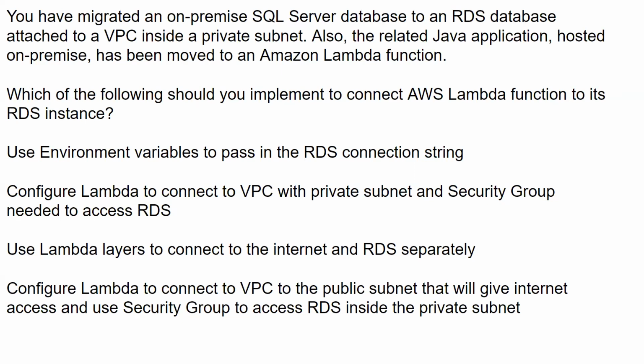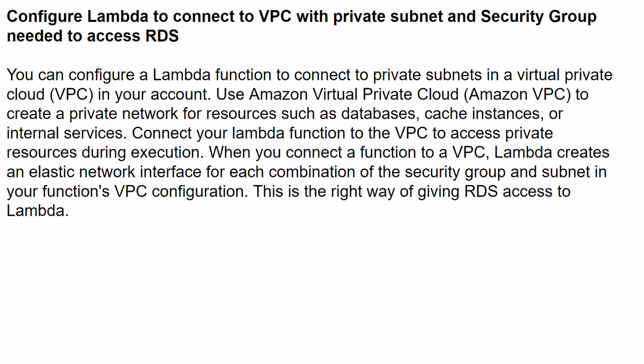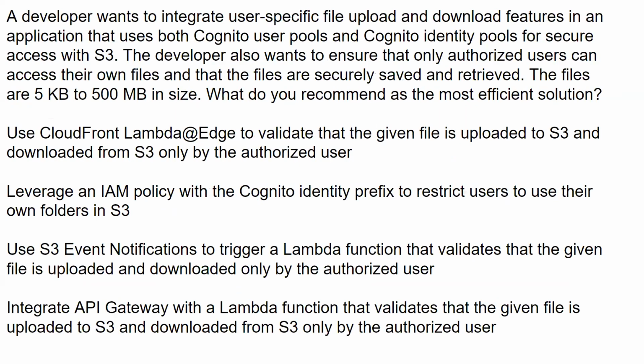Use Lambda layers to connect to the internet and RDS separately. Configure Lambda to connect a VPC to the public subnet that will give internet access, and use security group to access RDS inside the private subnet. Configure Lambda to connect to VPC with private subnet and security group needed to access RDS. Okay. All right, one more.